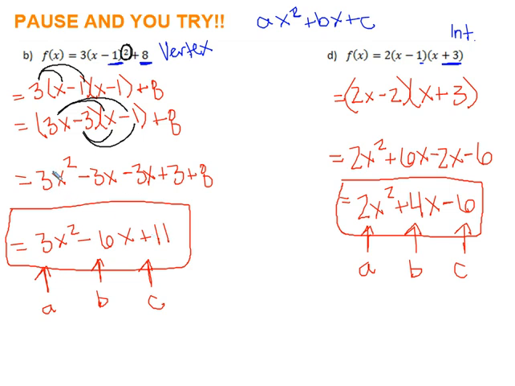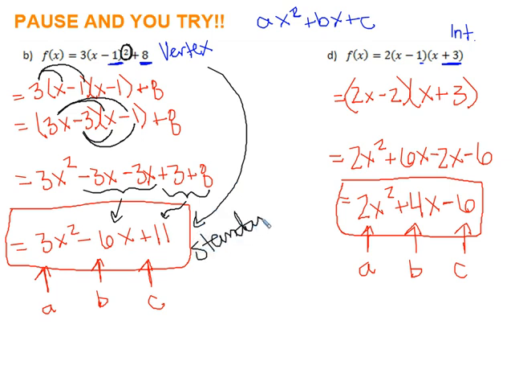The 3x squared, nothing else matches that, so that stays. We can combine the x's together to give us negative 6x. And we can combine the numbers to give us positive 11. So for letter B, we transformed a vertex form quadratic equation into a standard form quadratic equation where we can label the A, B, and C values. Hopefully we did really well on that one.